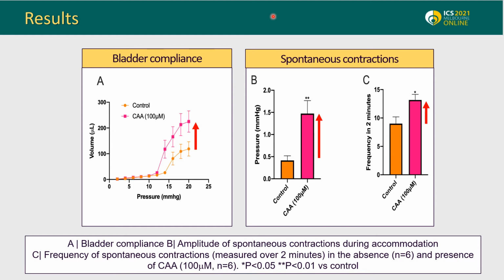The amplitude and frequency of spontaneous bladder contractions were also enhanced by chloroacetaldehyde, seen here on the right. Again, control data is shown in orange and chloroacetaldehyde treated in pink. Figure B shows the amplitude of spontaneous contractions, whilst Figure C shows the frequency over 2 minutes. Both were significantly enhanced by chloroacetaldehyde treatment.